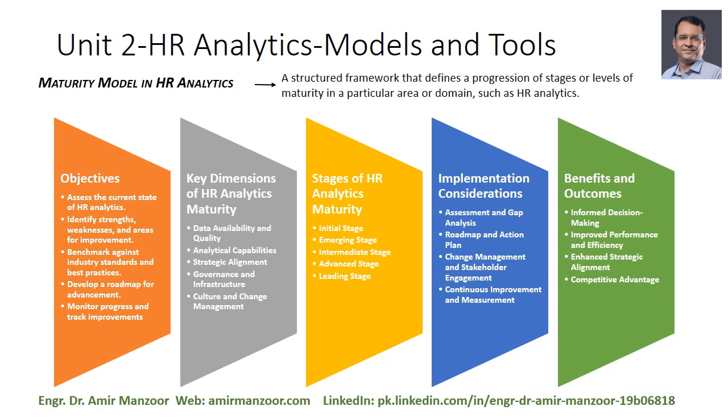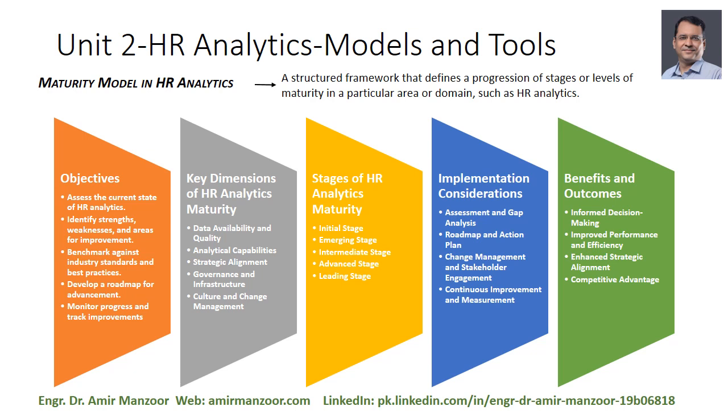The second dimension is called the analytical capabilities. This dimension corresponds to the organization's analytical capabilities, including data analysis skills, statistical knowledge, and proficiency in using analytics tools and techniques. The third dimension is called strategic alignment. This dimension corresponds to the degree of alignment between HR analytics initiatives and organizational goals and priorities. The assessment evaluates the organization's capacity to transform HR data into practical insights that facilitate strategic decision making.